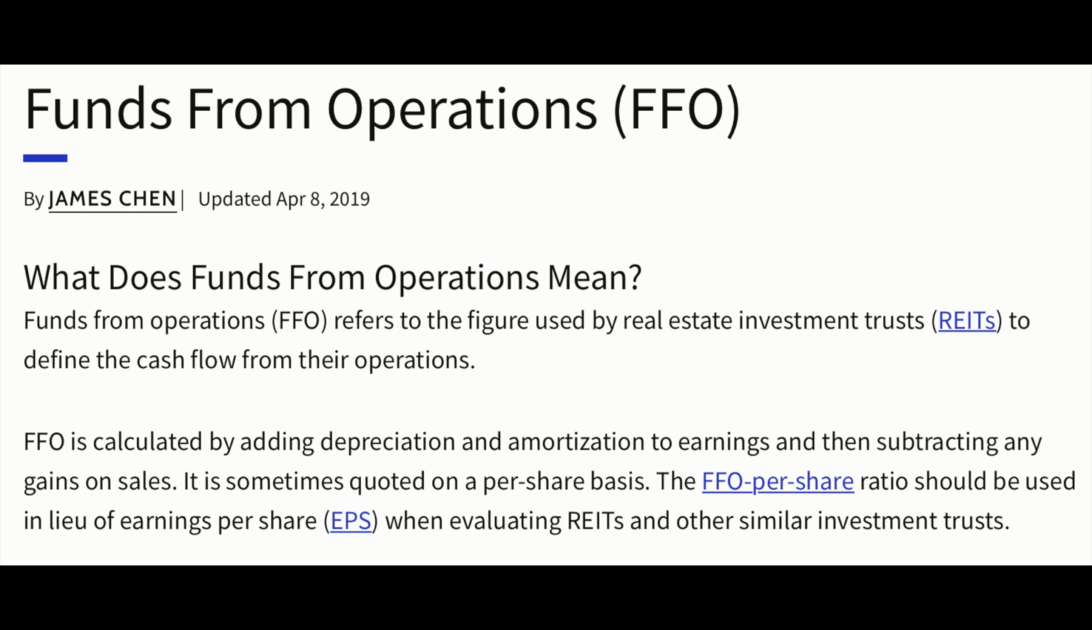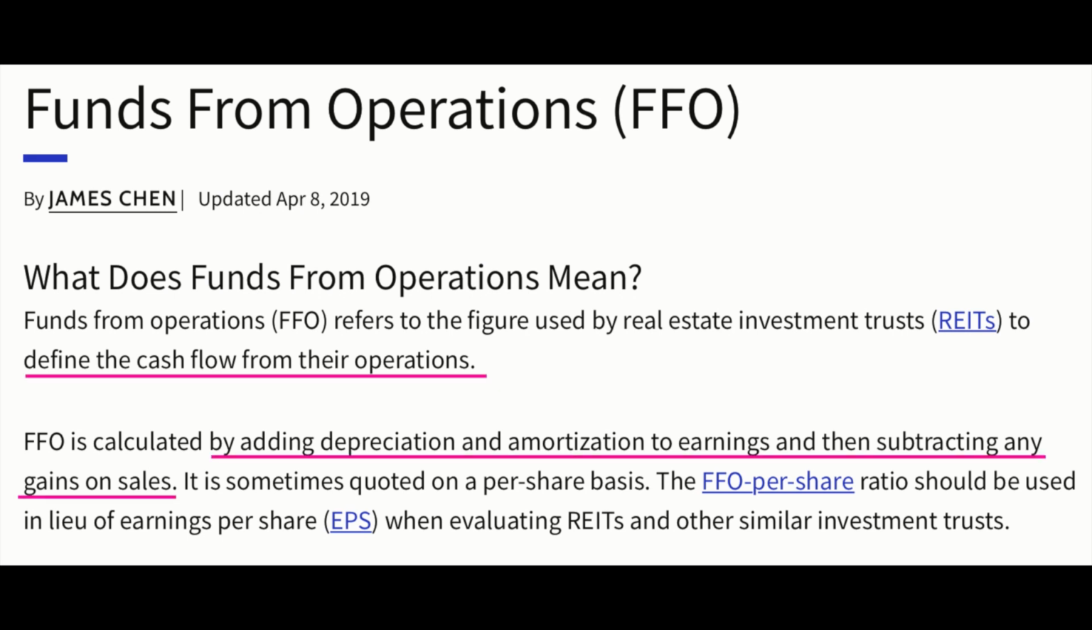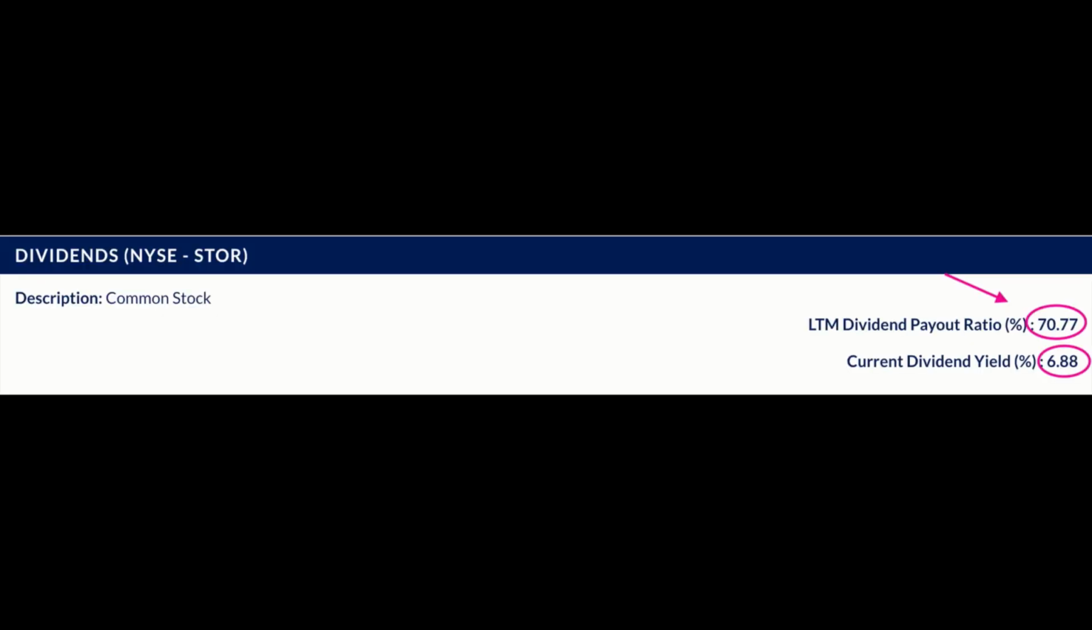It's also important to know that normally when we analyze any other type of company and check their dividend, we would take into consideration their earnings per share to calculate their payout ratio. However, for REITs it's a little different, since we have to use their FFO, or funds from operations, instead of their earnings per share. FFO is basically calculated by adding depreciation and amortization to their net income and then subtracting any gain from property sales. That is why STOR Capital has a payout ratio of 70.77%.